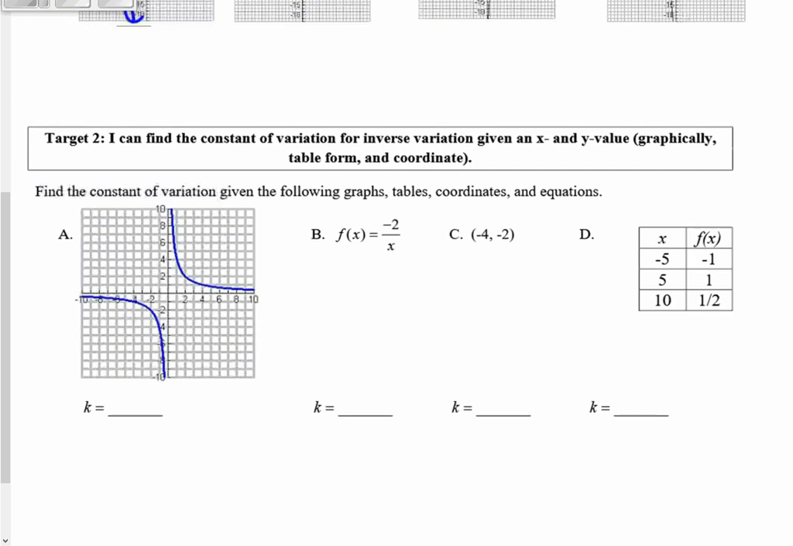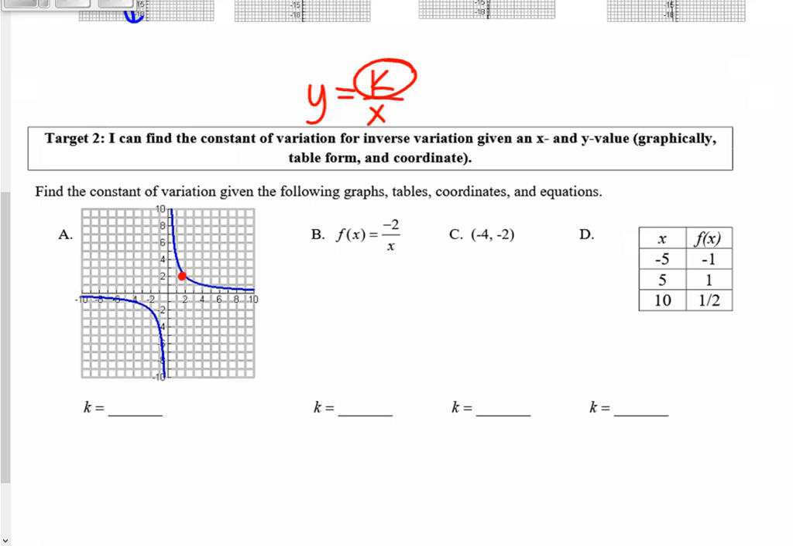Target 2, I'm looking for the constant of variation. Remember, you do need to have that formula memorized for the test, or sorry, for the quiz. That formula is y equals k over x. K is our constant of variation. So for each one of these, we need to plug a point in for x and y to solve for k. On A, you can pick any perfect point you see on the graph.